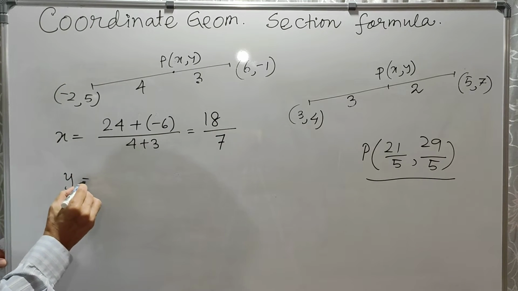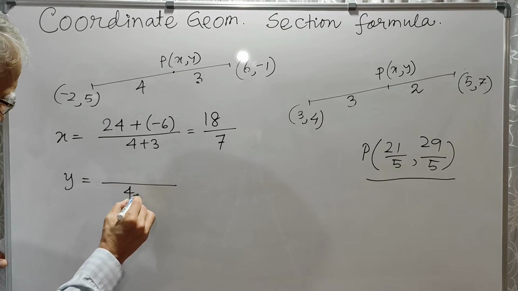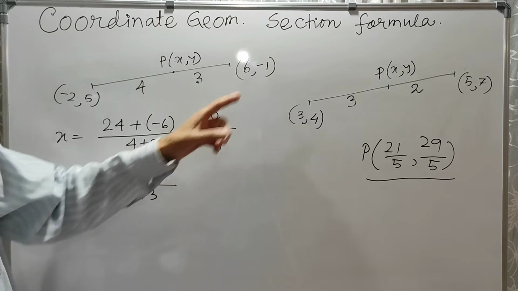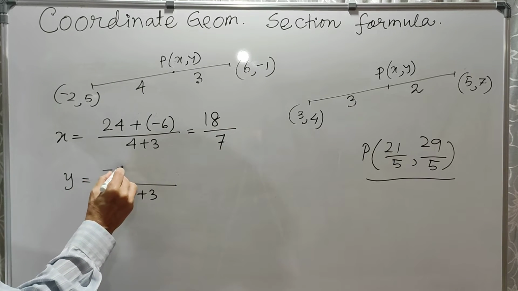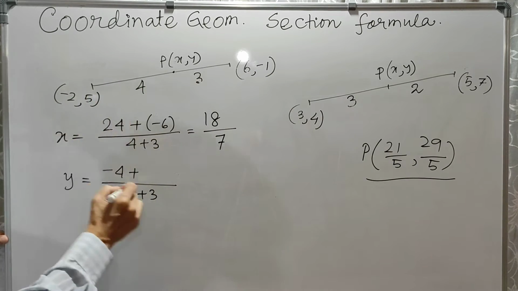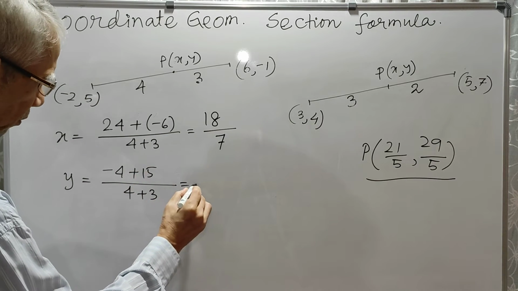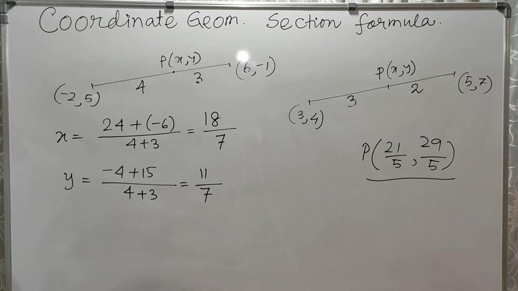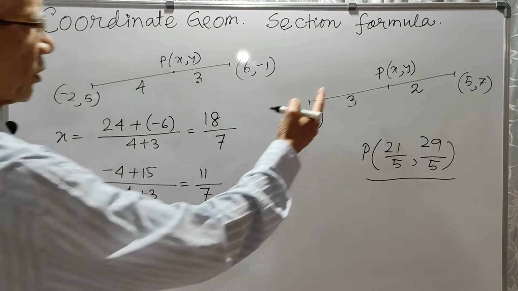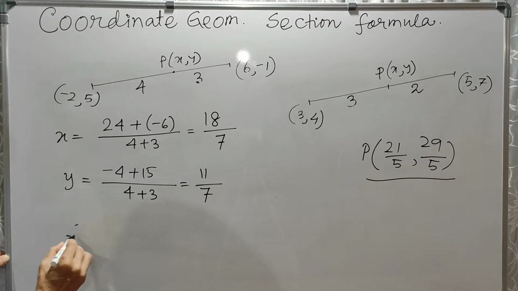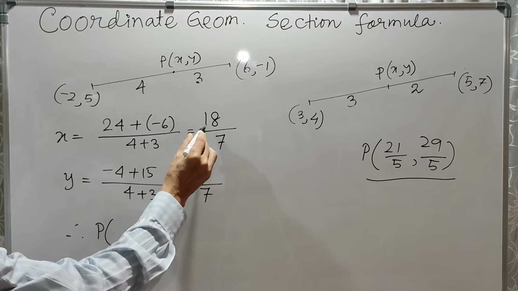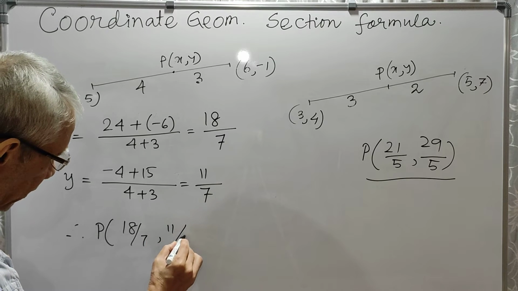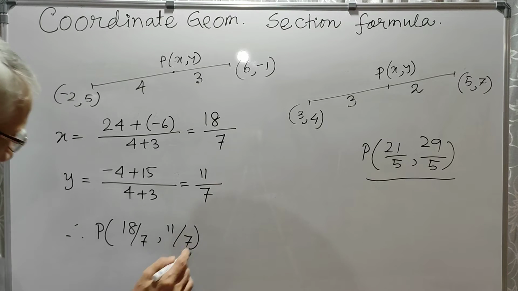And what is value of y? So 4 plus 3 as it is. Again opposite, 4 into minus 1. 4 into minus 1 is minus 4. Plus 3 into 5, 15. So then we get 11 by 7. Alright. Therefore, what is this point P? P will be 18 by 7, comma 11 by 7. So this is the answer.